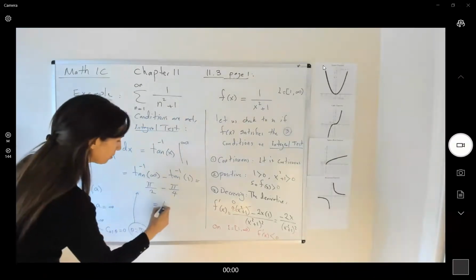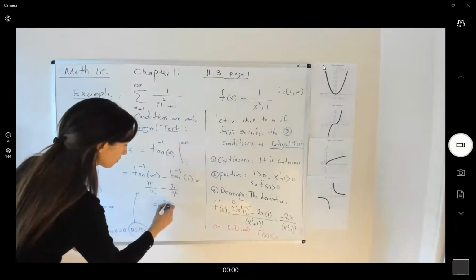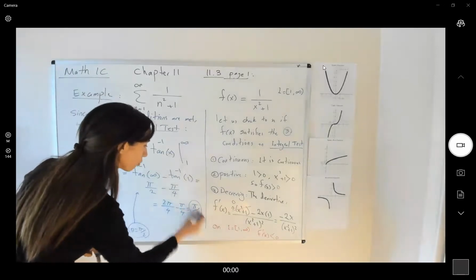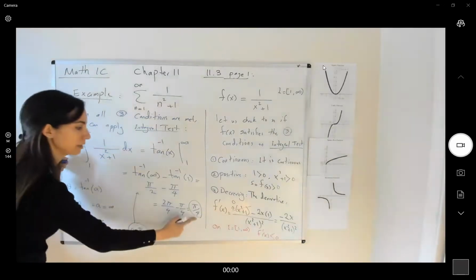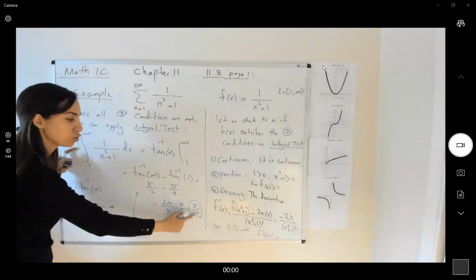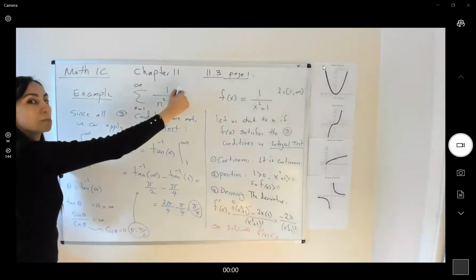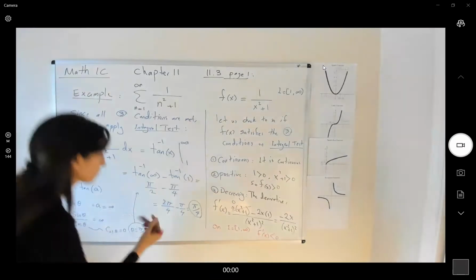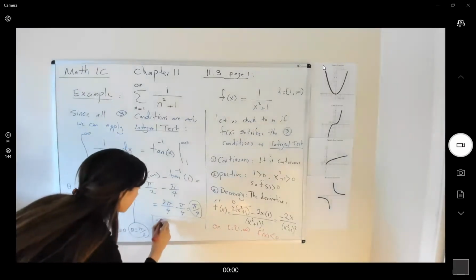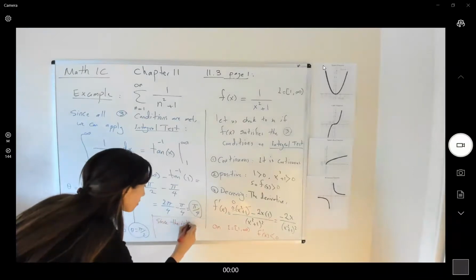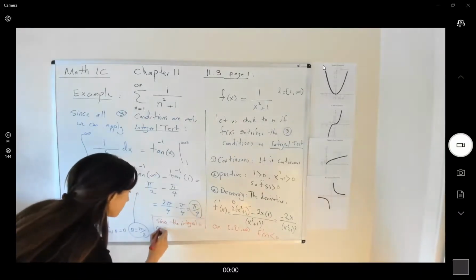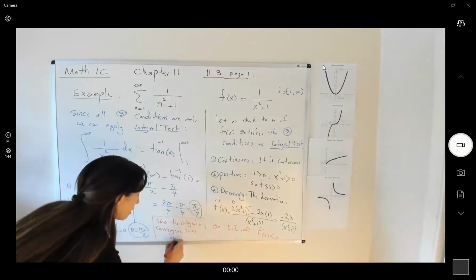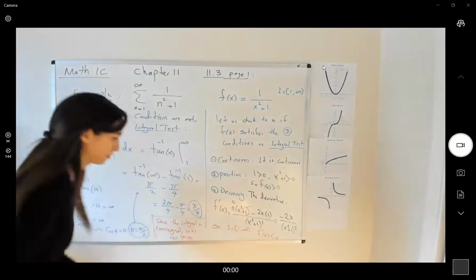If you take a common denominator between these two, you get 2 pi over 4 minus pi over 4, which is pi over 4. Since the integral is convergent, it converges to pi over 4, you say that, hey, my series is a convergent series. So this is your conclusion: since the integral is convergent, so is our series.